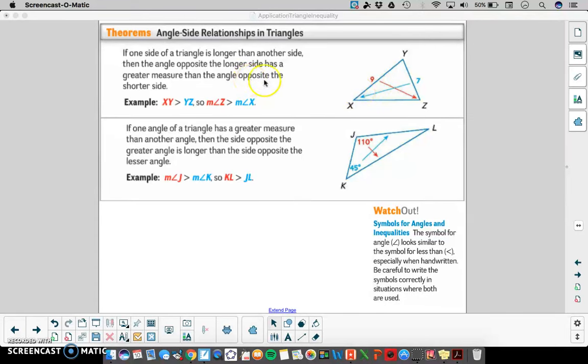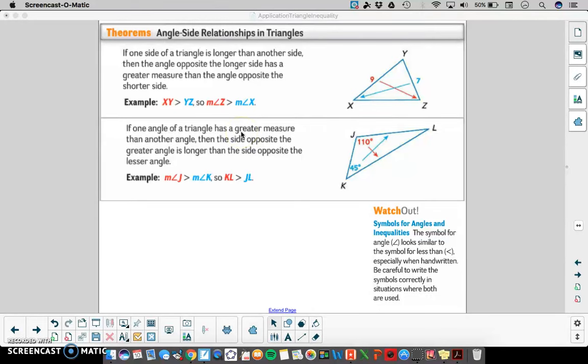So to put all that into an illustration here, we have a shorter side than the red one over here. So 7 is shorter than 9. That implies that the angles across from them will have the same relationship. The angle across from the shorter side will be the smaller angle. The angle across from the larger side will be the larger angle. So if YZ is less than XY, or if XY is greater than YZ, the measure of angle Z will be greater than the measure of angle X.